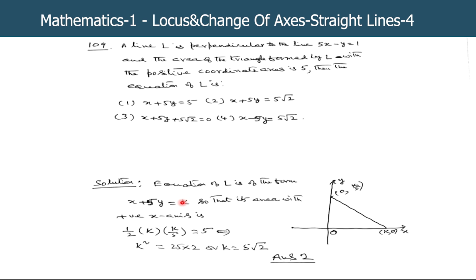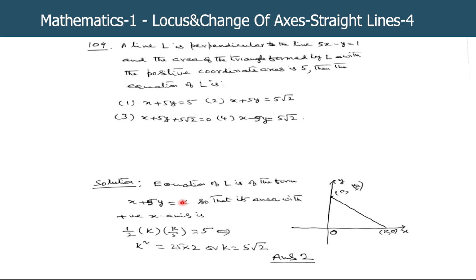So that its area with the positive axes is half of k into k by 5 is equal to 5, or k square is equal to 50, or k is equal to 5 root 2. Please remember that it is given that the line intersects both positive axes.